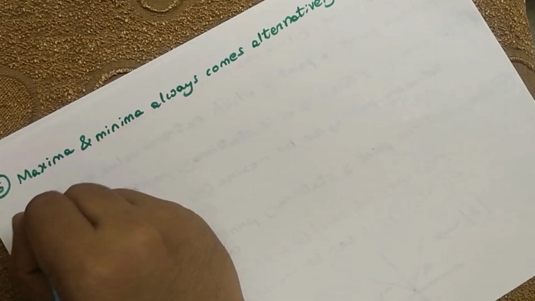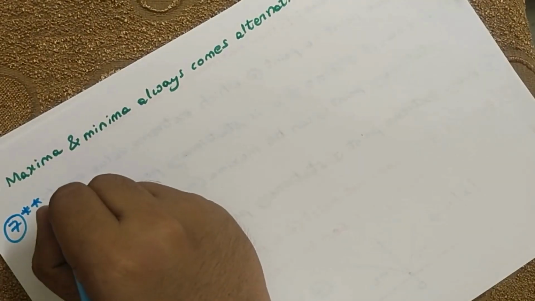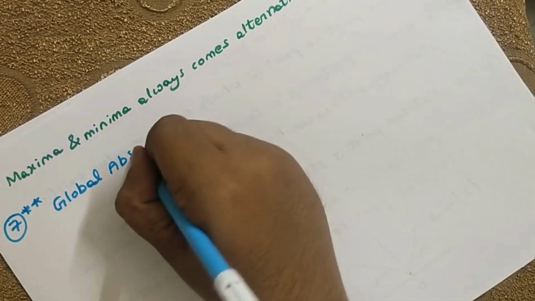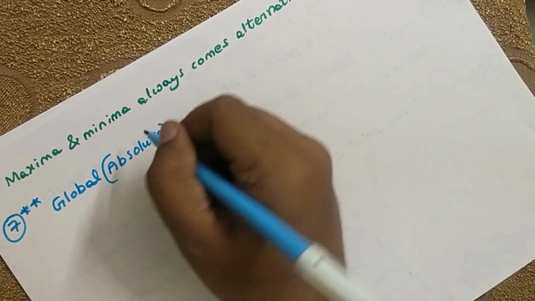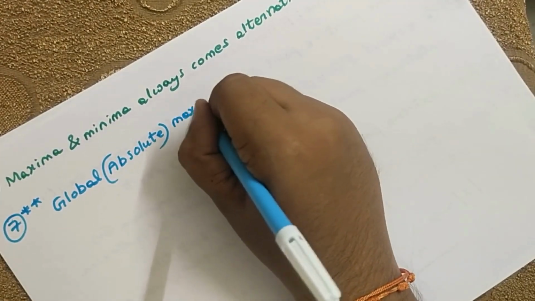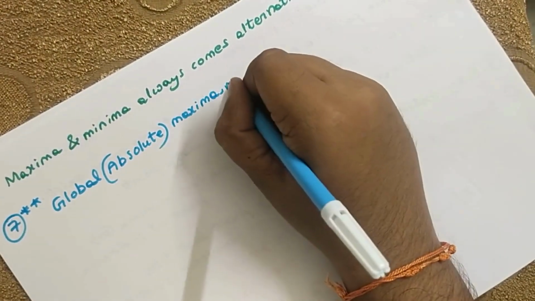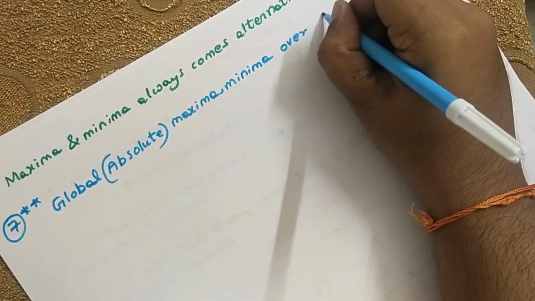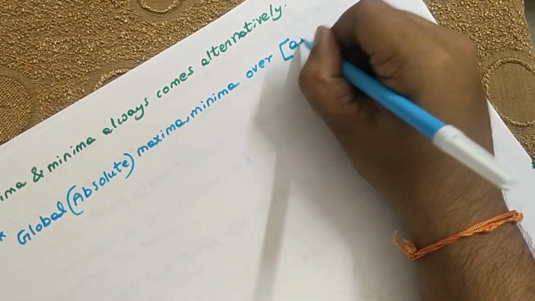So 7th point. సో దిస్ ఈస్ ద మోస్ట్ ఇంపార్టెంట్ పాయింట్. సో దీని మీద క్వశ్చన్స్ అనేవి చాలా వచ్చాయి ప్రీవియస్ ఇయర్స్లో. సో గ్లోబల్ని మనం అబ్సల్యూట్ అంటాం. Absolute maxima, minima over closed interval, let's say a comma b.